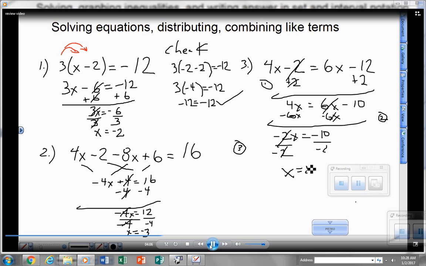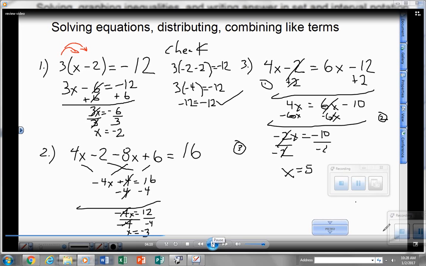And again, if I took that 5 and I plugged it in here, would give me 20. 20 minus 2 is 18. If I took that 5 right here, it gave me 30. 30 minus 12 is also 18. So 5 does work.